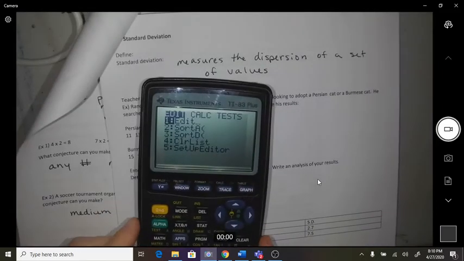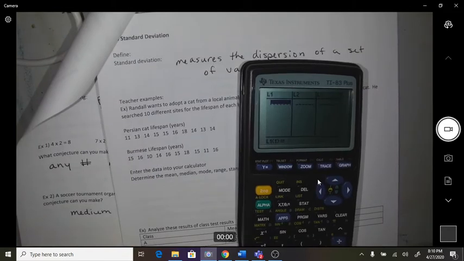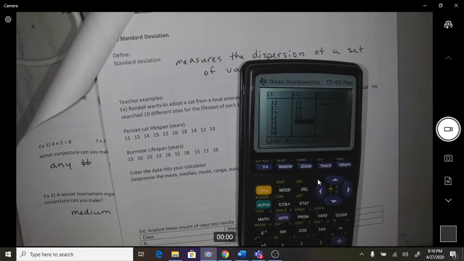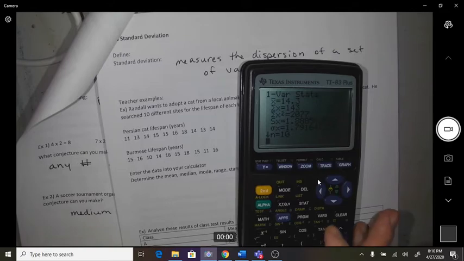So stat, edit. I'm going to clear that. Okay, so we get 11, 13, 14, 15, 15. Okay, I'm actually going to go right into L2 and enter the other set. Okay, so stat, calculate the one variable statistics. This is for L1 when you do that automatically.